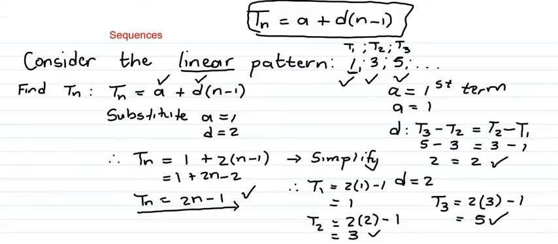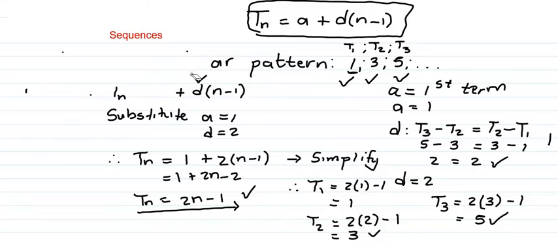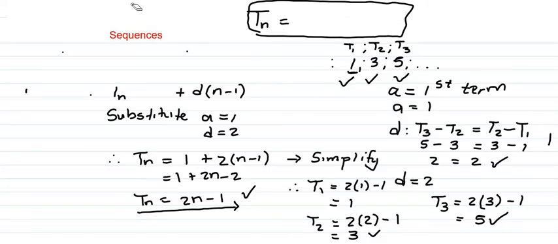Now we go down. And then we go to the next one. The next question says, find the sixth term. So again, find the sixth term. So quickly, I'm just going to erase this and then write our formula. Our general term is 2n minus 1.